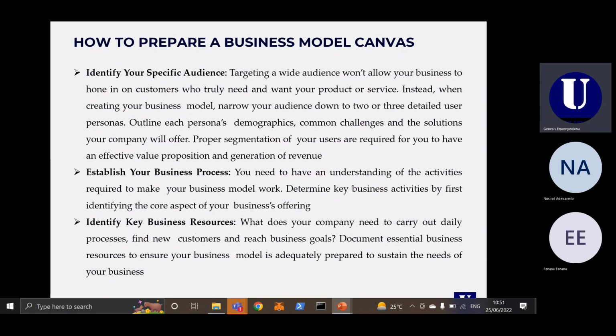How do we now prepare a business model canvas? You prepare it by, first of all, identifying your specific audience, which is your customer, and your user persona will help you to achieve this. Establishing your business process, which is what are the key activities that are required for your business to function. Then identify the key resources. What resources will your business hold? What does your company need to carry out its daily processes, find new customers, and reach business goals?